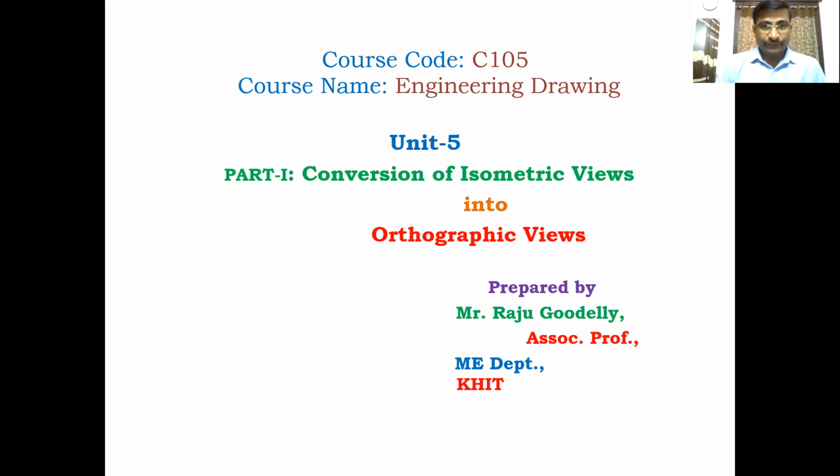Till now we completed 4 units of the engineering drawing syllabus. In the last class we discussed the projections of solids 1 and 2, which includes prisms, pyramids, cone and cylinder.